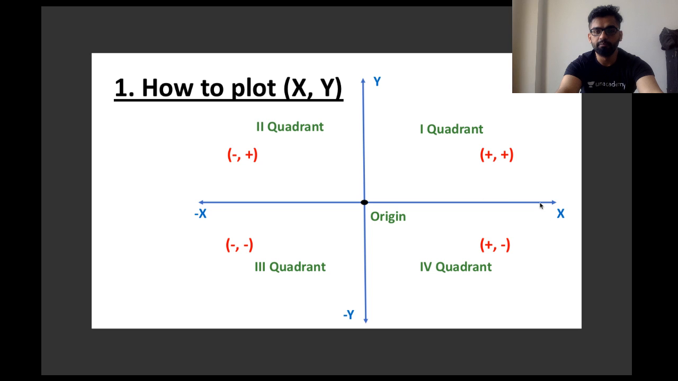Top right has positive x value and positive y value. Therefore, in the first quadrant, the coordinates are both positive. In the second quadrant, top left, x is negative and y is positive. In the third quadrant, bottom left, both x and y are negative. In bottom right, x is positive but y is negative. So these are the 4 quadrants on an XY plane.